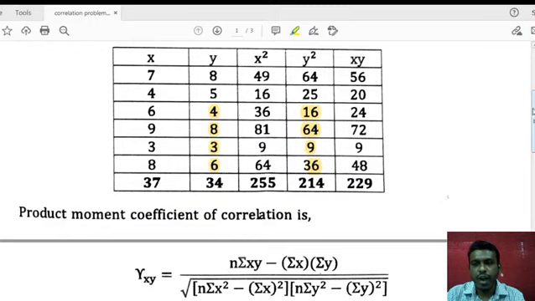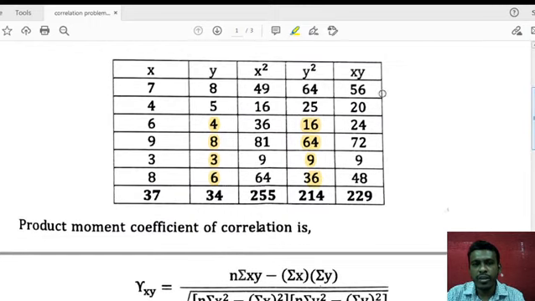Now, how many students were there in total? We have 1, 2, 3, 4, 5 and 6 students, that is, 6 sets of values in statistics and maths. So these 6 values are noted as n. So small n is equal to 6.